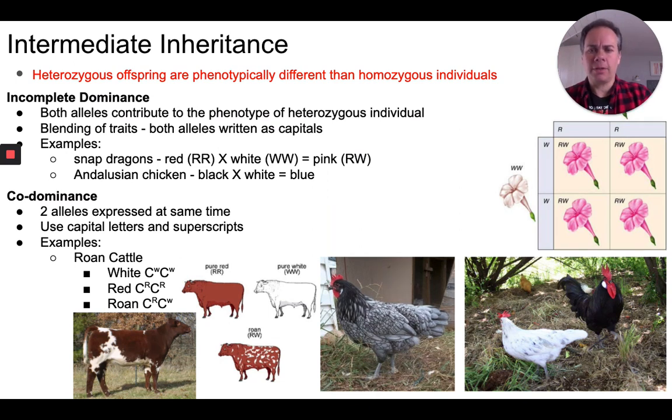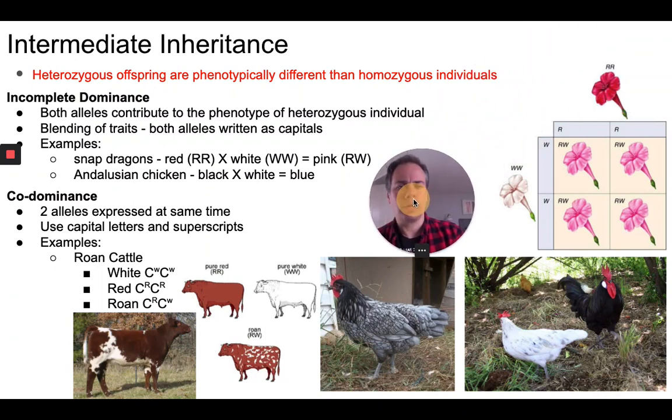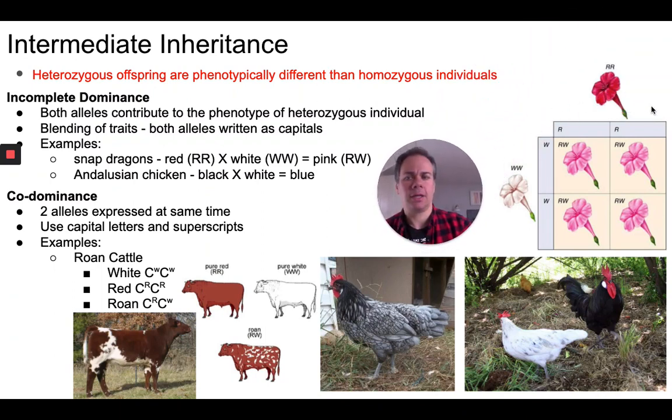An example of this is when you have a dominant and a recessive allele, they both contribute. There's sort of a blending of traits. So, for example, a common example for incomplete dominance is snapdragon flowers. So let's look at that. The convention is that we use capital letters for both versions of the trait.